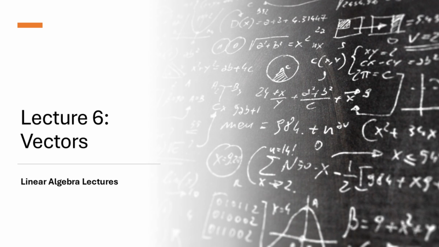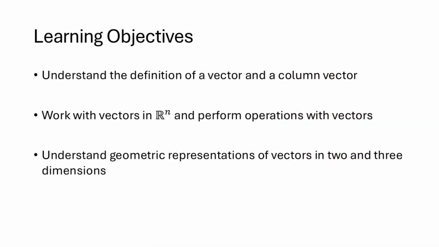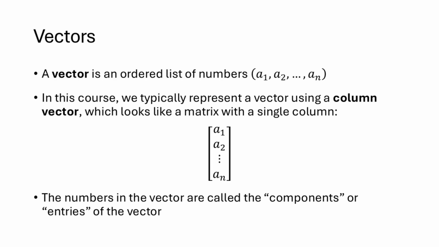Lecture 6, Vectors. Our objectives for this lecture are to understand the definition of a vector and a column vector, work with vectors in Rn and perform operations with vectors, and to understand geometric representations of vectors in 2 and 3 dimensions. So a vector is an ordered list of numbers, which we can write as an ordered n-tuple, which is parentheses with numbers separated by commas.